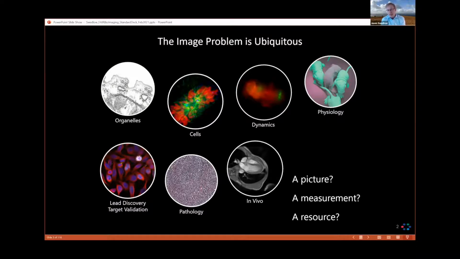And so it's really this idea of doing measurements at scale and building data resources with these imaging data across all of these different modalities and all these different scales that's really been driving us forward. And that's really what I'm going to talk about today. Okay.